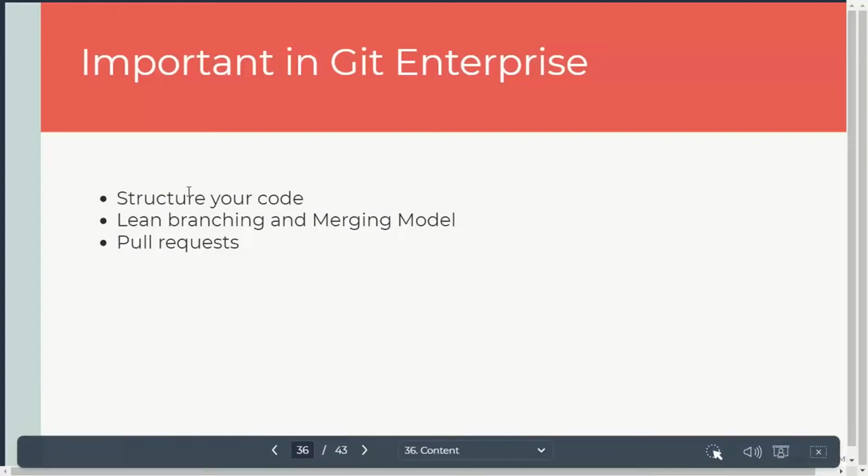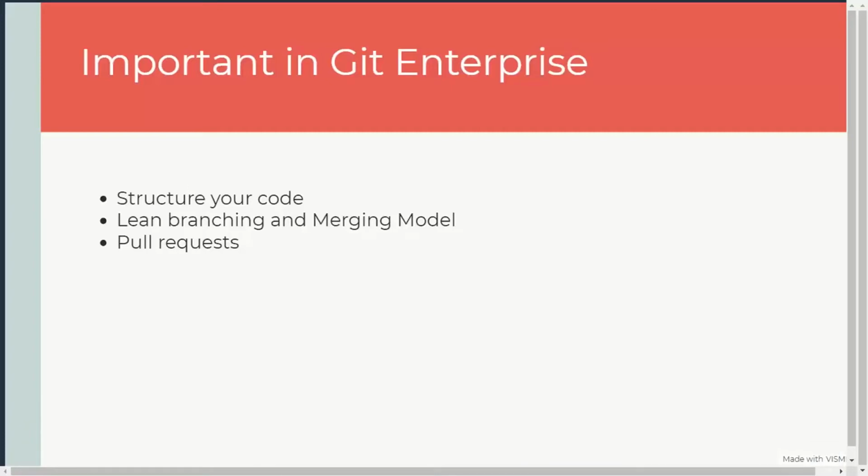Okay team, the first one is the importance of Git in the enterprise. We have to structure our code based on your application type and nature. For example, I am working on microservice related projects, and someone else is working on a monolithic application.